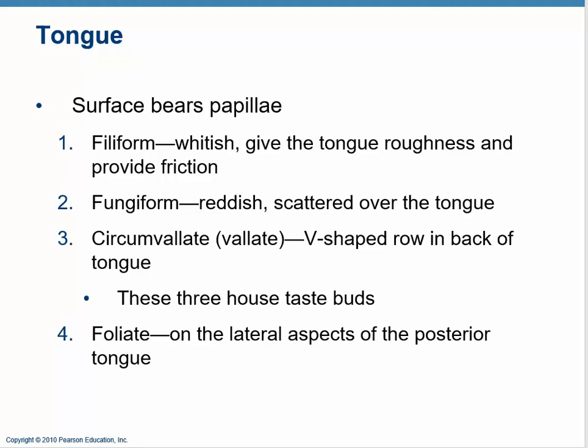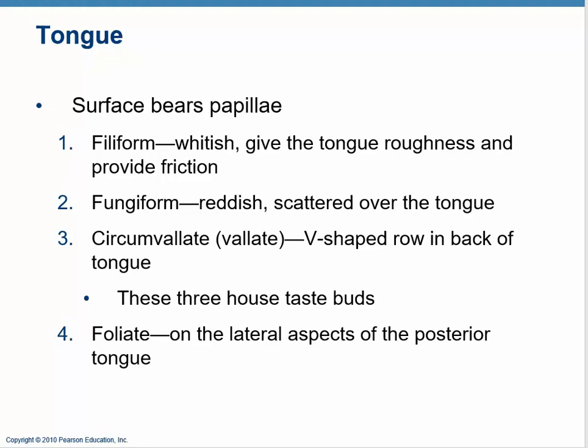Anybody who's ever been around a cat knows that cats have much more developed filiform papillae on their tongues. That's what that roughness is for. We use the filiform to actually help with mechanical digestion, to roll the food into a bolus.